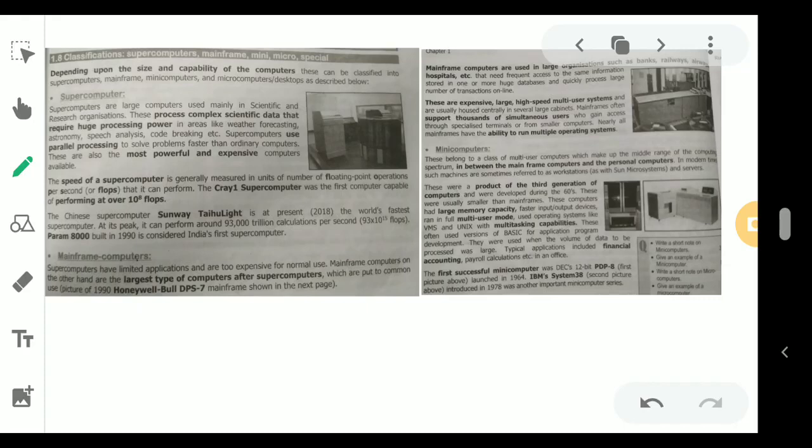Next are the microcomputers. You are very familiar with this one. Microcomputers come after the minicomputer. These computers include workstations, desktops, and laptops. The advent of the microprocessor in 1971 paved the way for the microcomputer. With rapid development in microprocessor design, computers grew small enough to be placed on a desk and cheap enough to be owned by an individual.